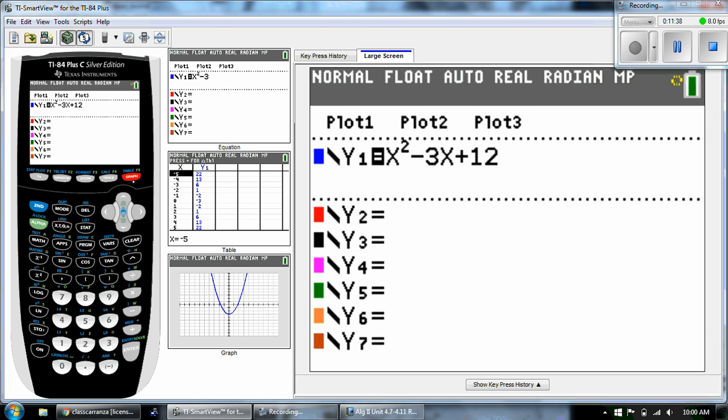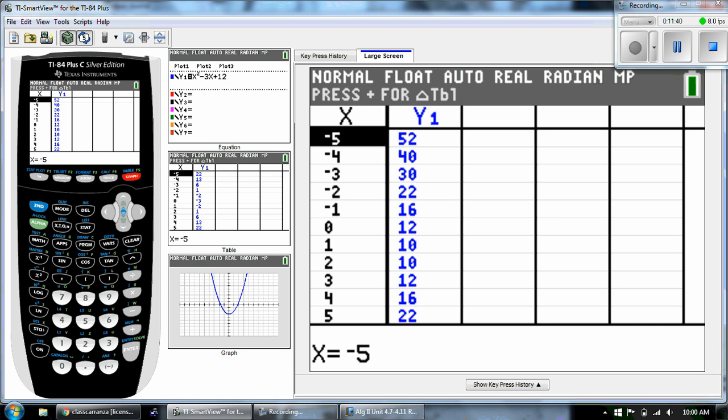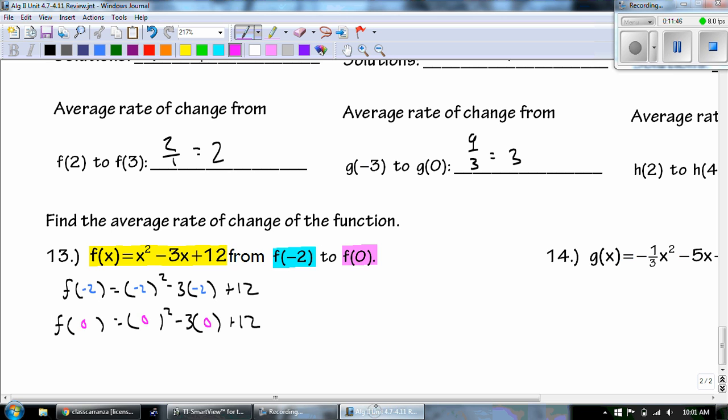And I'm going to go to my table, and then I can see that at negative 2, I'm at 22, and then at 0, I'm at 12. So I get my 2 points. We could say that this is 22, that this is 12, but the way to write it is to write it using your points. So negative 2, 22, and 0, 12. So I'm going to kind of highlight which one goes with which.